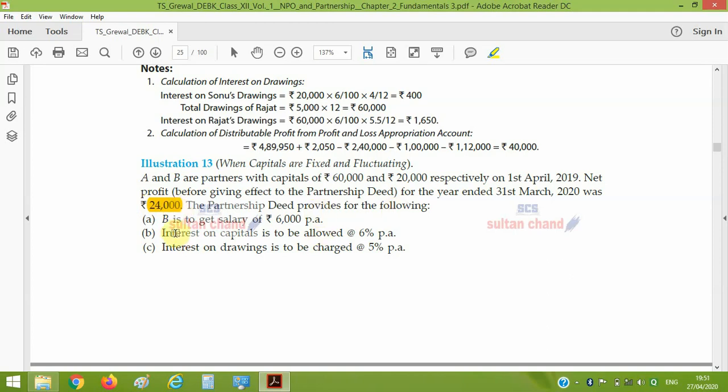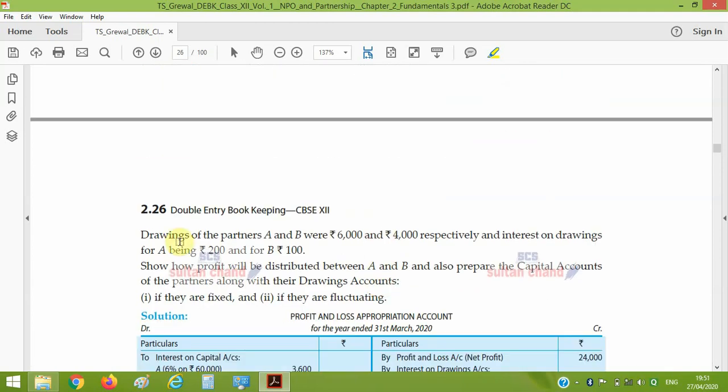As per the partnership deed, B, the partner, will get a salary of 6,000 per annum. Interest on capital is allowed at the rate of 6%. Interest on drawing is charged at the rate of 5%. Then, drawings of partners A and B are 6,000 and 4,000 respectively, and interest on drawing of A is 200 and of B is 100.